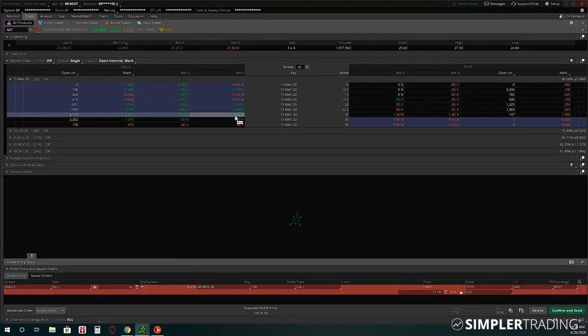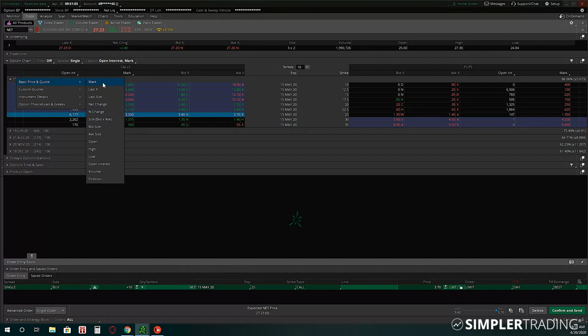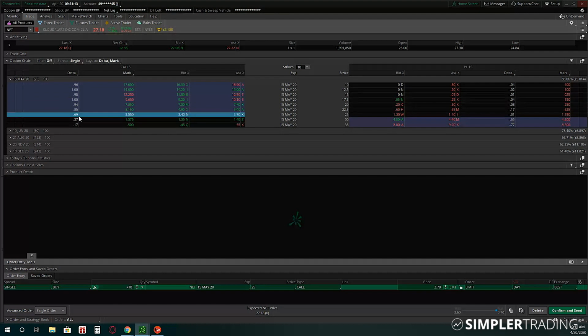Let's say I wanted to buy to open the $25 strike. Where's my delta? There we go. My delta on that is right by the 0.7 delta, so that's perfect. What I typically look for. The bid and ask is only 10 cents, so a narrow bid and ask, that works out great for me too.